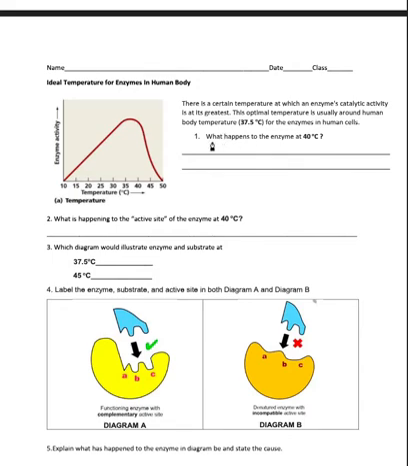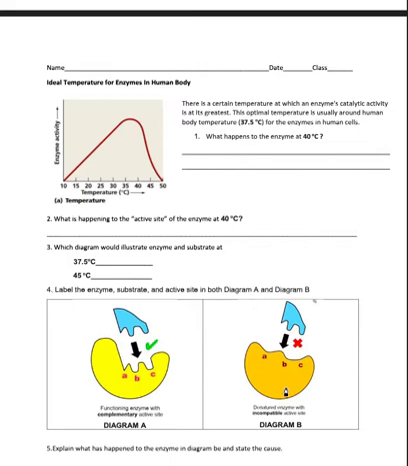Okay, so the question states, what happens to enzymes at 40 degrees Celsius? Well, at 37.5, it's at its best. What happens to the enzyme activity? It begins to drop, it begins to decrease. Okay, so it's decreasing because something is happening to the active site. That active site is beginning to change shape.